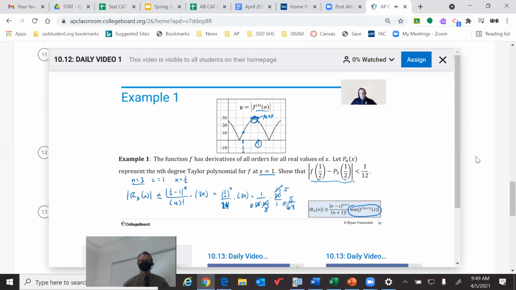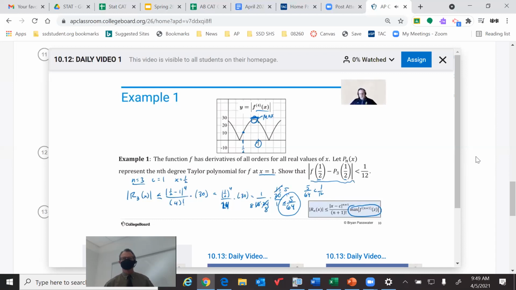And so I know that the remainder, the worst case scenario based on this, is that the error has to be less than or equal to 5 over 64, and guess what? 5 over 64 is less than 1/12. And so we just showed that the error from Lagrange is certainly less than 1/12.